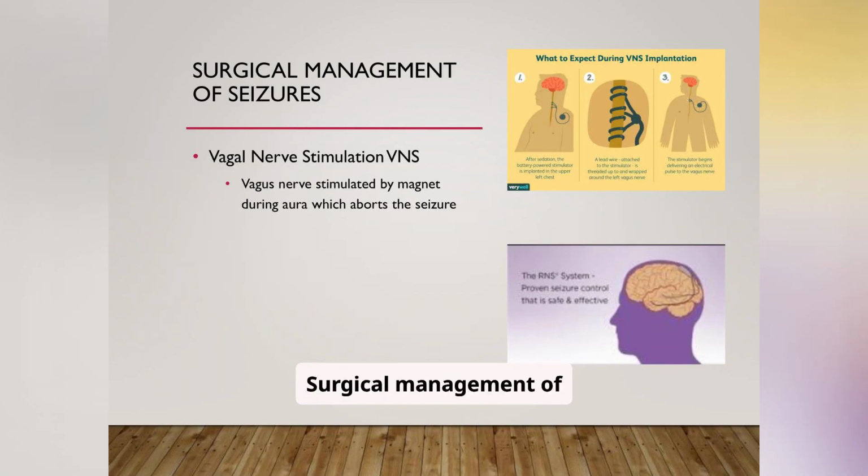Surgical management of seizures is an option for patients who do not respond to medication. Vagal nerve stimulation, VNS, involves stimulating the vagus nerve with a magnet during an aura to abort the seizure. The RNS system is another option for proven seizure control.